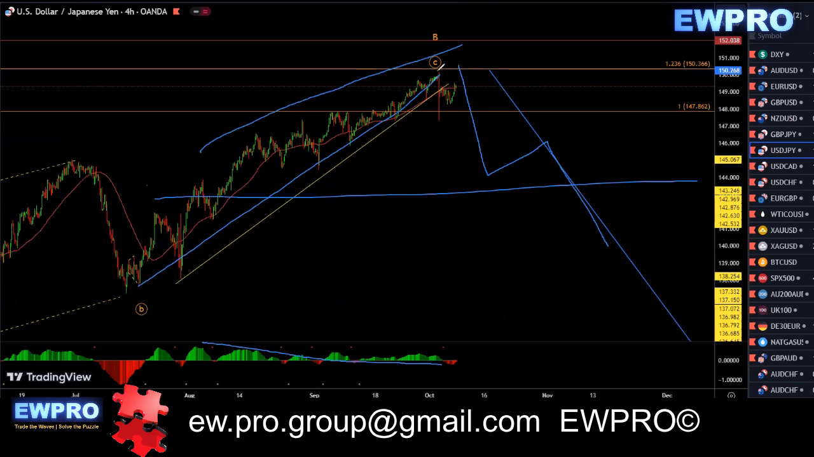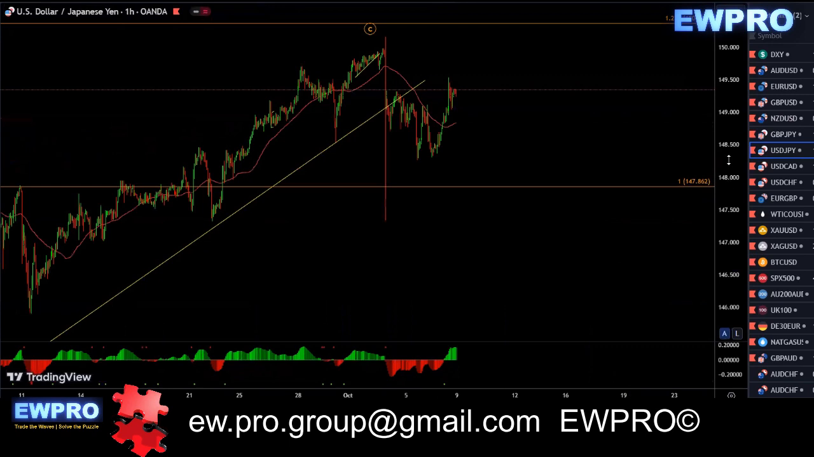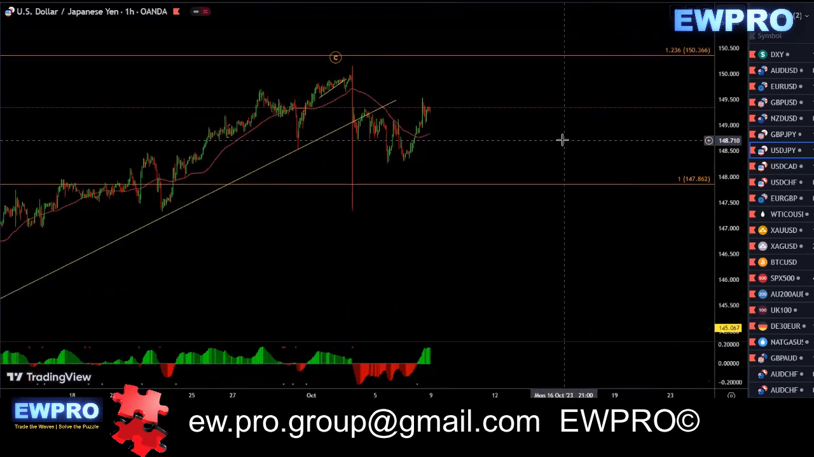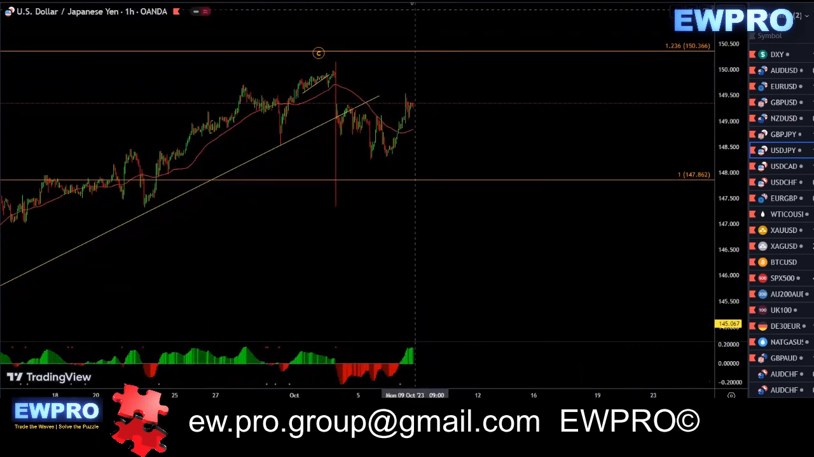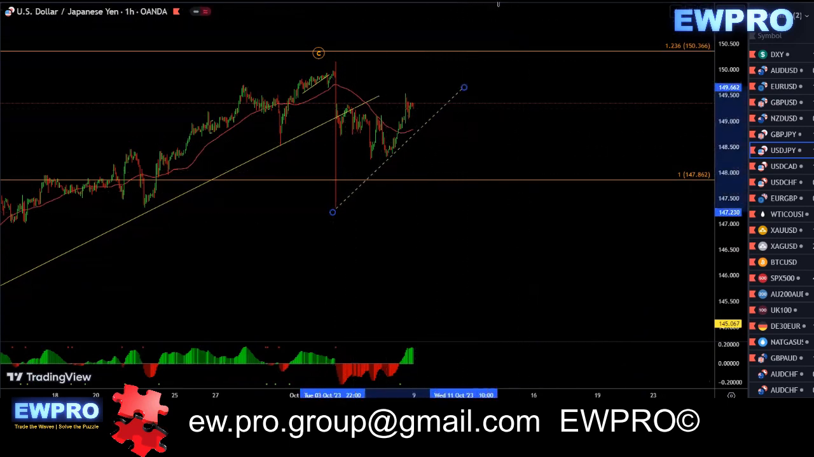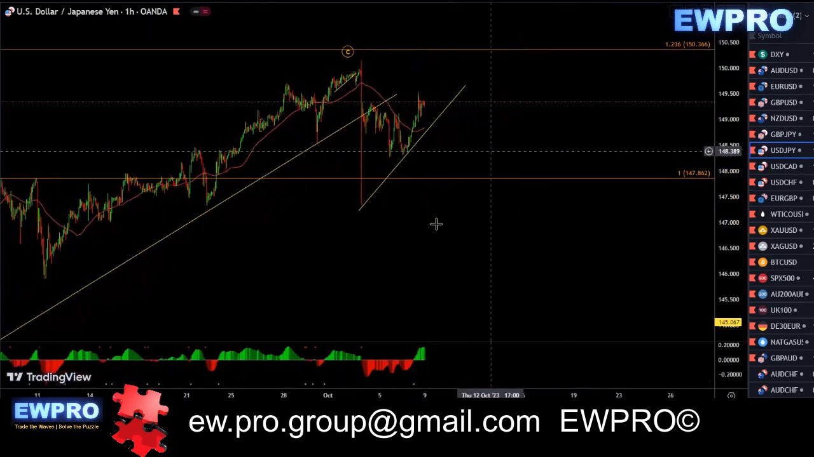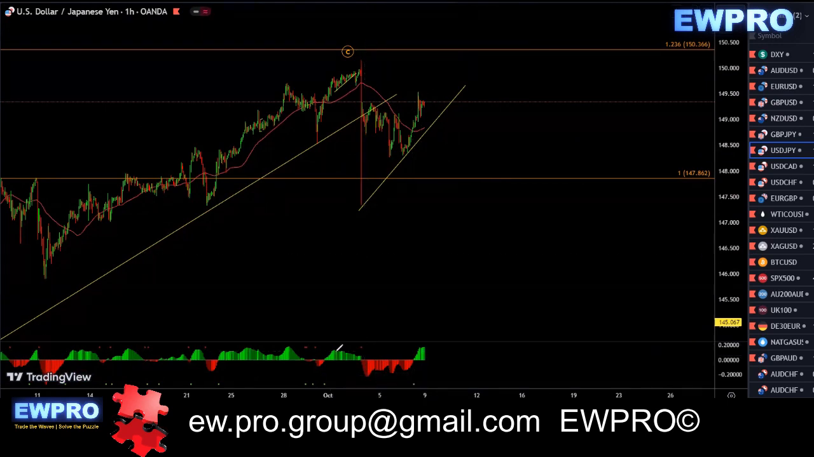So we're going to get either a larger correction here, or it falls over for that larger wave C down. So again, I'm only looking for sells, and here, really, you can only sell this. There is a bear hidden here, so you'd be looking for a sell setup. I don't think there's a sell setup on it just yet.